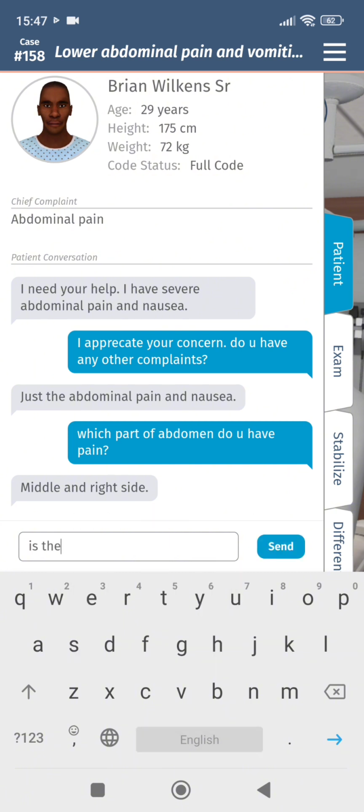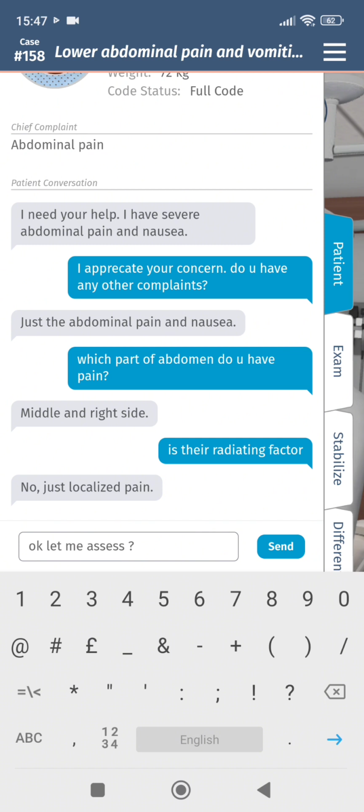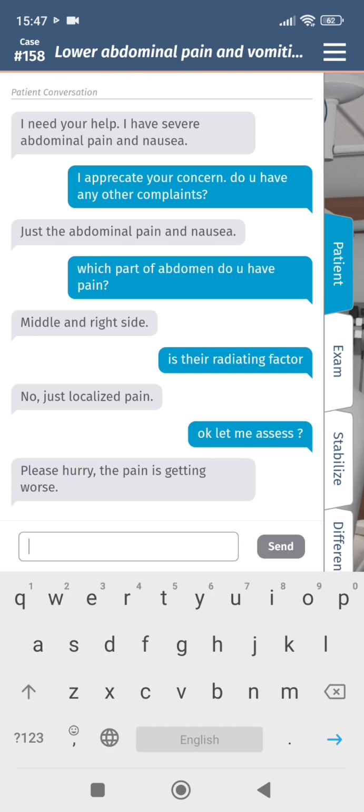We will ask if there is any radiating factor, because in some cases, like pancreatitis, the pain radiates to the back. Okay, so it is just a localized pain. So we will go for the examination, and we first reassure the patient. Okay, the pain is getting worse. It means he has very severe pain, so we'll quickly go for the examination.